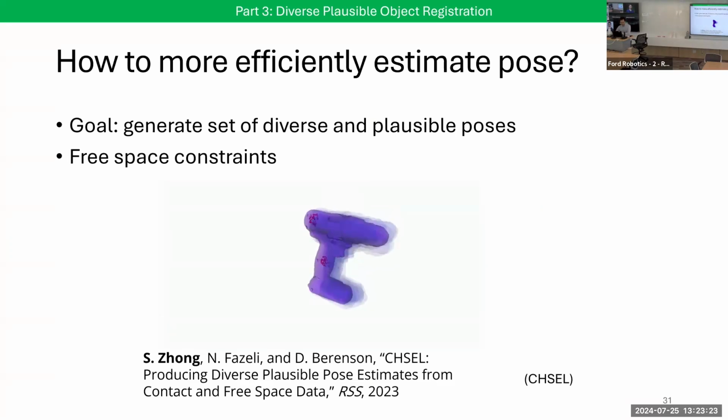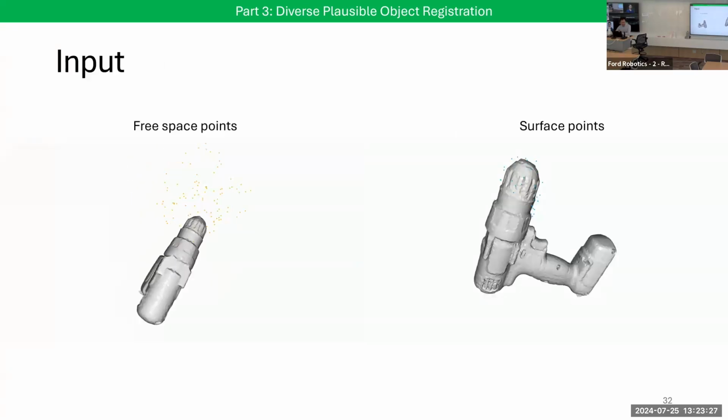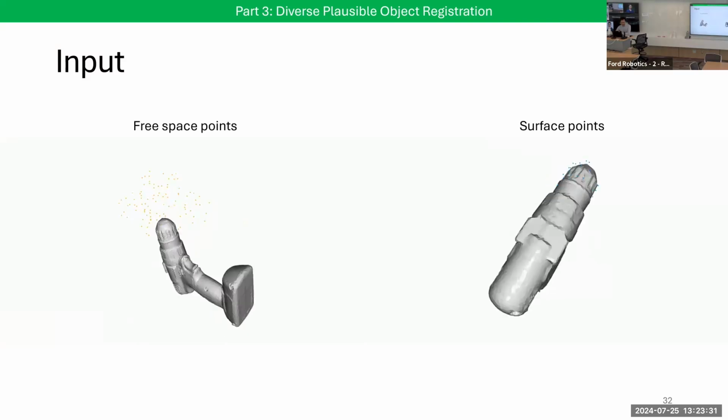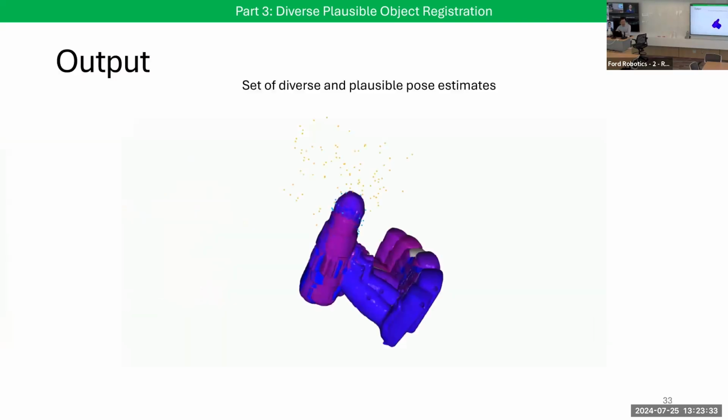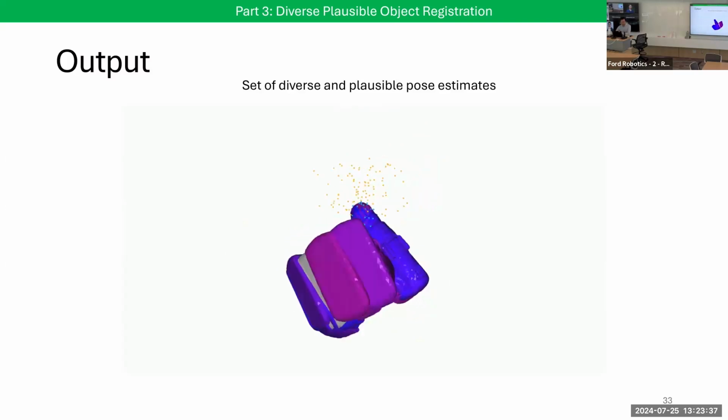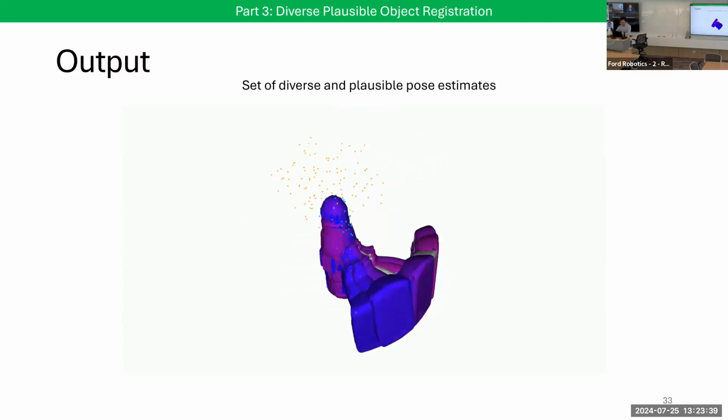and plausible poses. So concretely, for input, we have these observed free space points and observed surface points, and we'd like to produce a set of diverse and plausible pose estimates pictured here that are consistent with the observation.